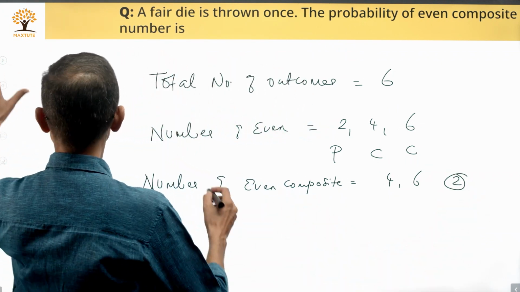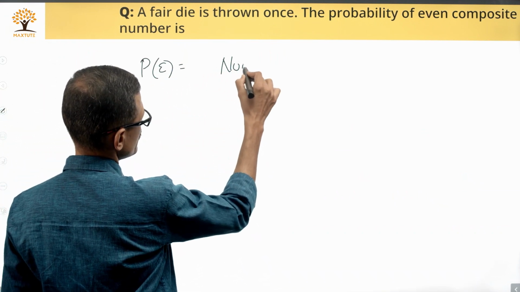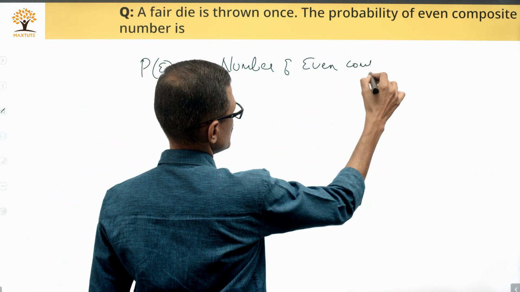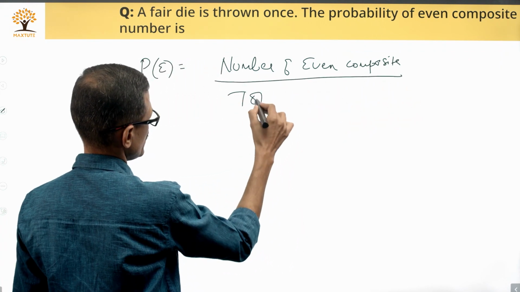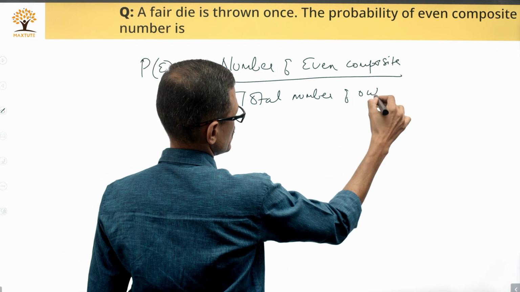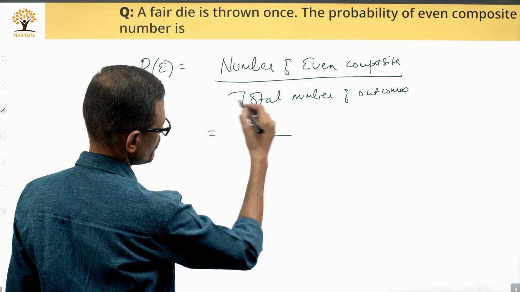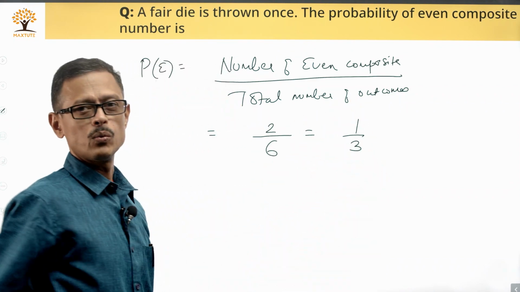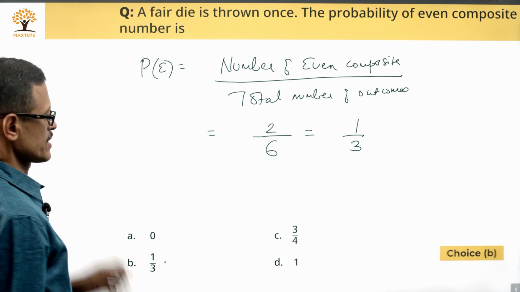What's the required probability? The required probability of this event is equal to the number of even composite numbers when you roll a die divided by the total number of outcomes. We counted the number of even composite numbers to be equal to 2. The total number of possibilities when I throw a die is equal to 6. So, the required probability is equal to 1 by 3. Take a look at the answer options. Answer option B is the correct answer to this question.